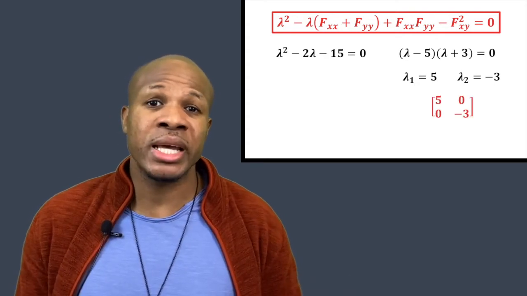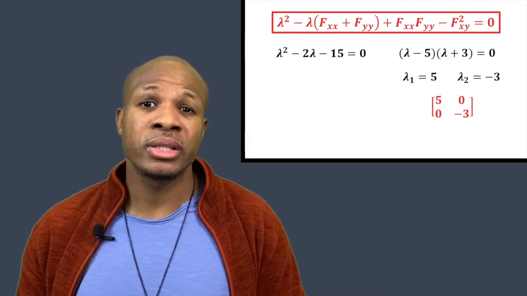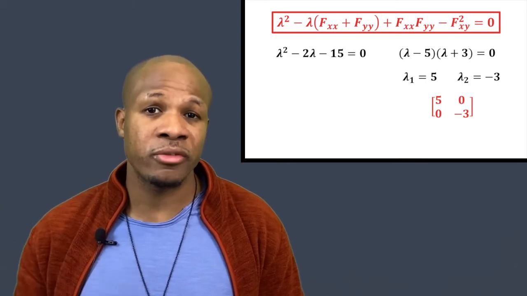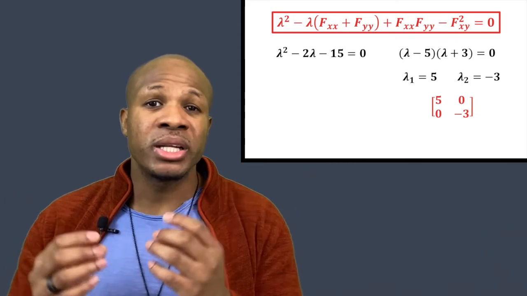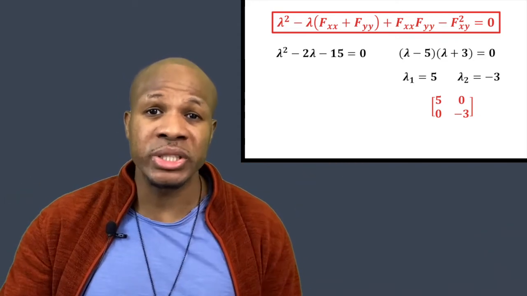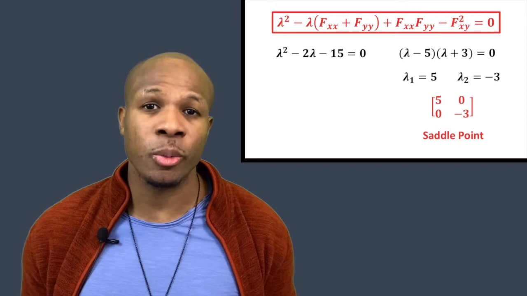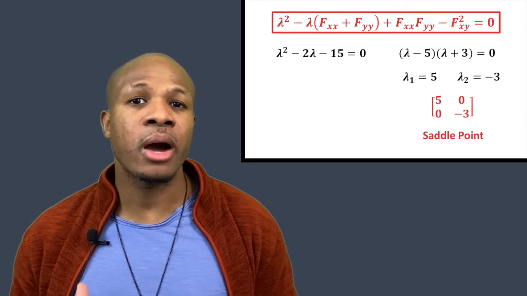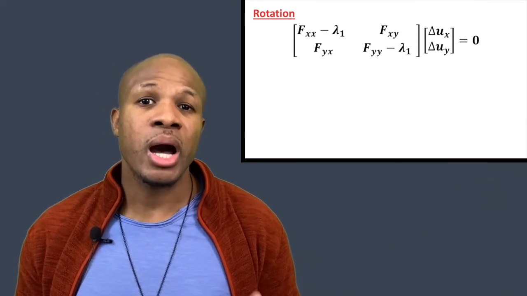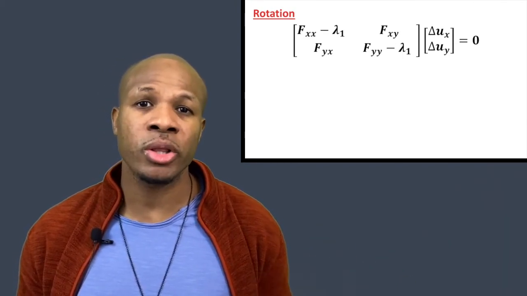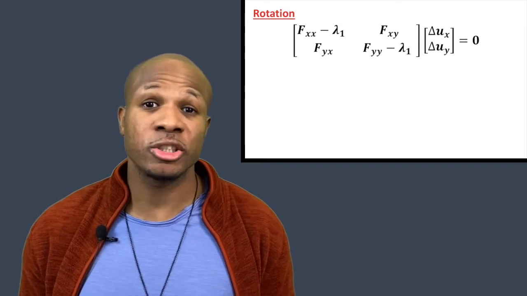So we have officially diagonalized our matrix, and we have the diagonals of 5 and negative 3, which means that in the u direction, the function increases, but in the v direction, the function decreases, right? This is clearly a saddle point. And now we just need to figure out how we rotated the xy coordinates to get our uv coordinates. How much rotation did it take for us to change from one coordinate system to the other? All right, so let's go ahead and figure that out.